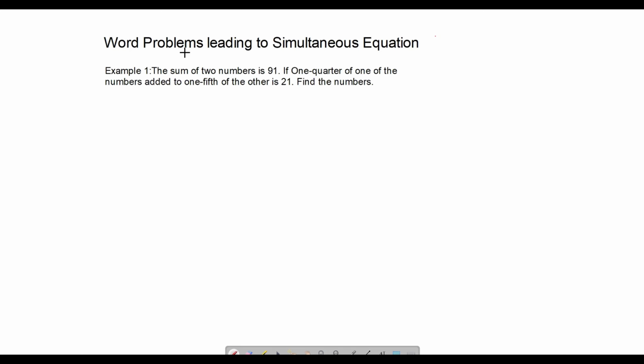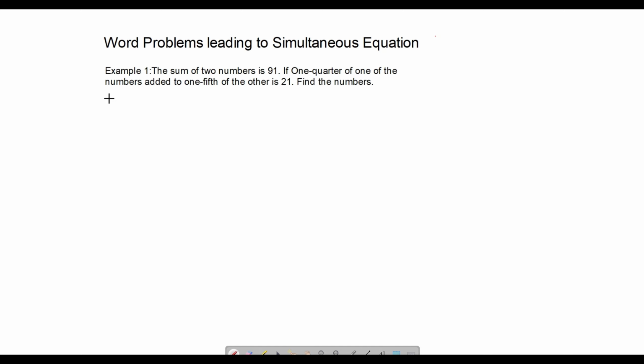This is the second part of the video on simultaneous equations. Today we want to talk about word problems leading to simultaneous equations. In the first video, we dealt with how to solve simultaneous equations with either the substitution method or the elimination method. But today we are looking at word problems that can lead us to simultaneous equations.